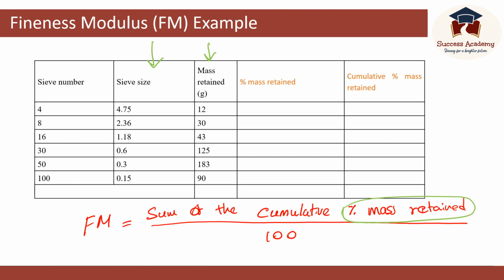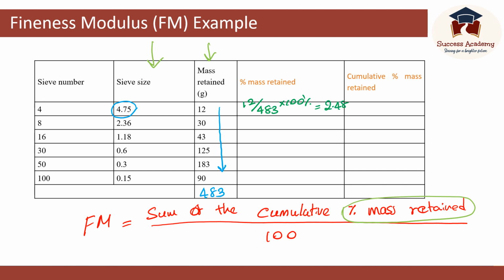To find the percentage mass retained, we first need to find the total amount of the aggregate sample that we used for the sieve analysis. So when we add all of this retaining amount, we get the total amount that we have used. So when you add all that, you get 483 grams. To find the percentage retained in the first sieve, it has 12 grams retaining. So 12 divided by the total mass, 483, times 100%, you get the percentage mass retained, which is 2.48.